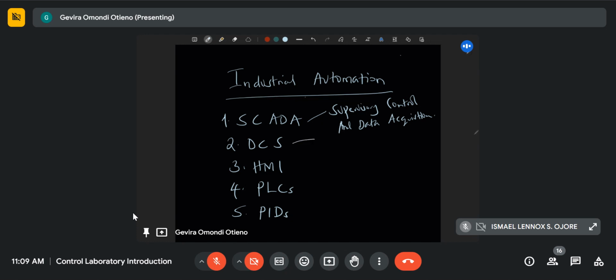Then this is like the largest form of management or automation. The largest automation control is through SCADA systems. This you'll see in the industries. Then I think this is distributed.